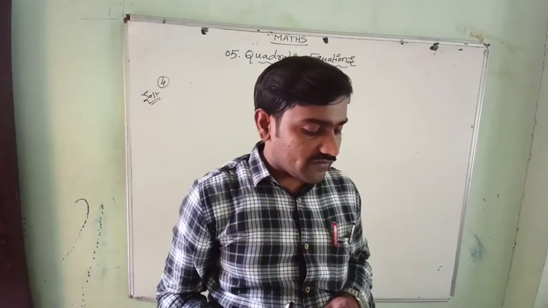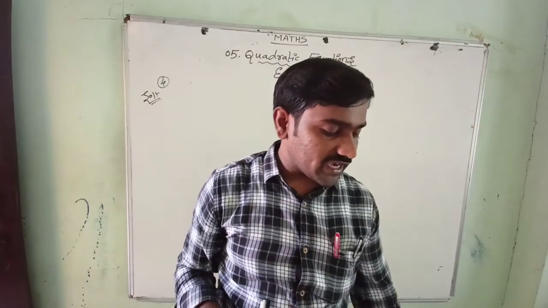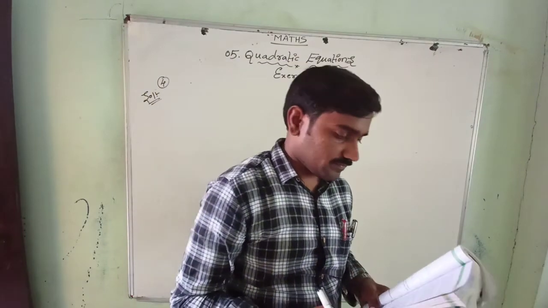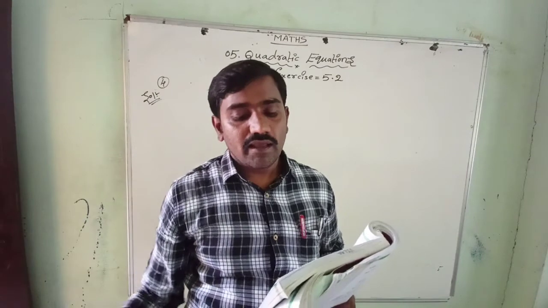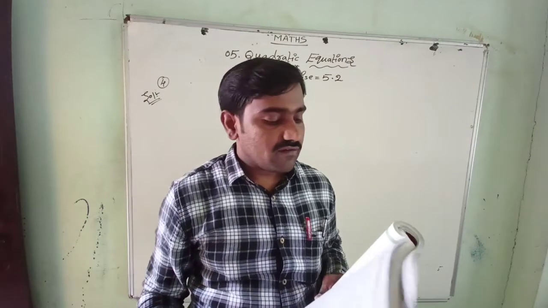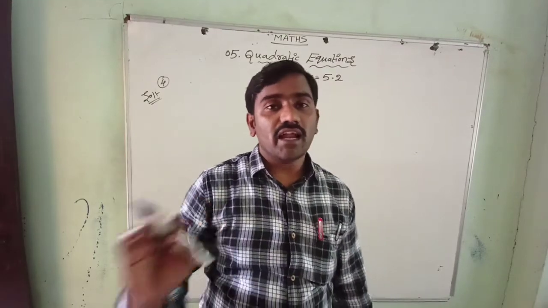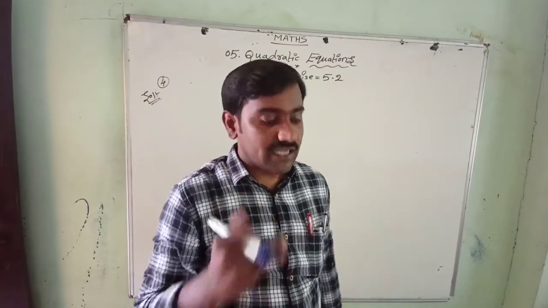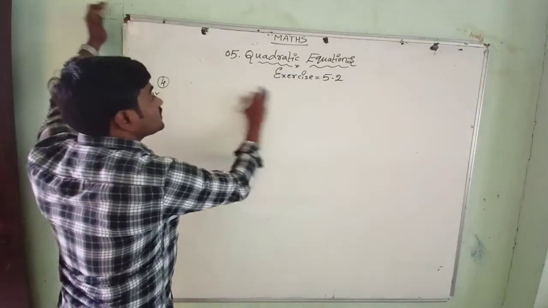The altitude of a right triangle is 7 centimeter less than its base. The hypotenuse is 13 centimeter. Find the other two sides. In a right angle triangle, the altitude is 7 centimeter less than its base.